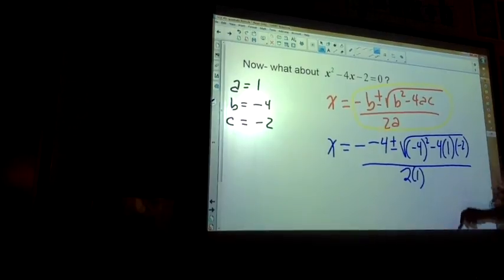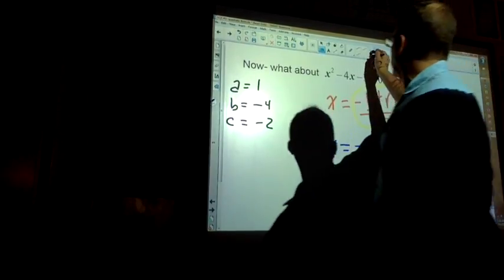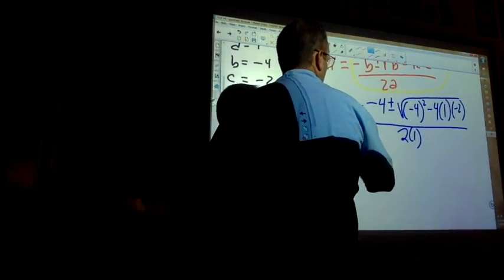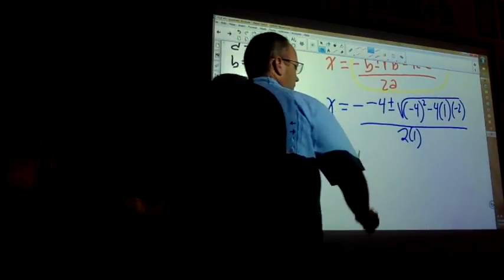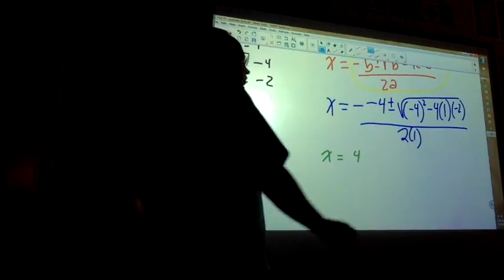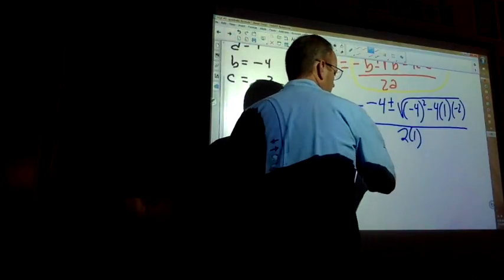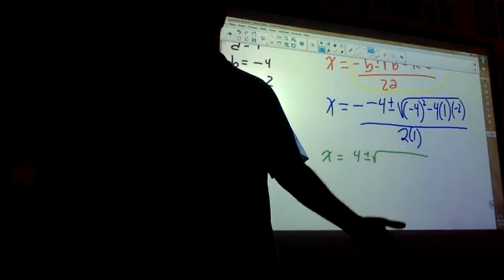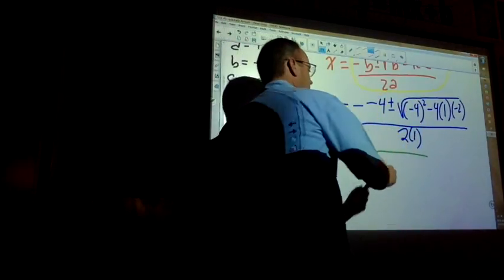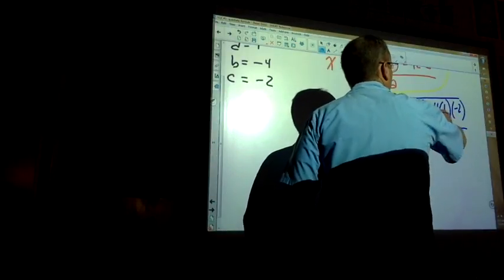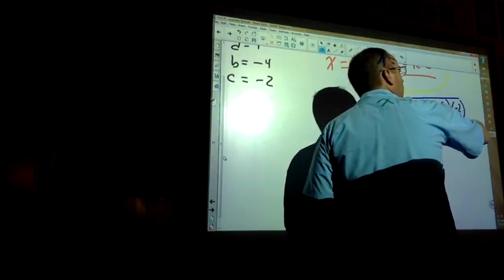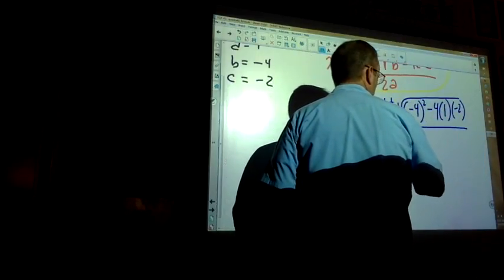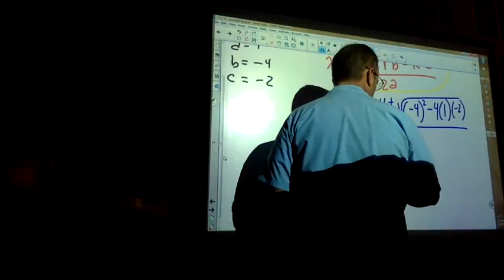Okay, so let's start cleaning this up a little bit. Some of you already recognized that I have a negative negative. Negative negative is positive 4. Agree? Plus or minus comes along for the ride for right now. Got a square root. What is negative 4 times negative 4, or negative 4 squared? Positive 16. And then I have negative 4 times 1 is negative 4. Negative 4 times negative 2 is positive 8. Good. All over 2 times 1, which is 2.